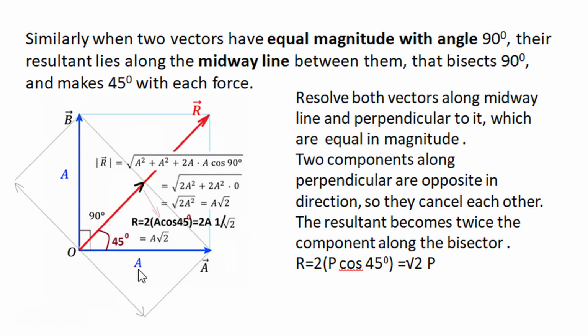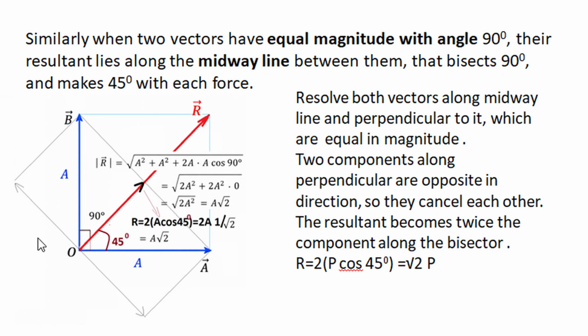Similarly, for two vectors of equal magnitude and angle 90 degree between them, again the resultant comes along the midway line. So take this midway line as reference and resolve these two vectors, one along the midway line and second perpendicular to this reference line. Half of 90 is angle 45, and midway reference line component is A cos 45, and 2 of this is 2A cos 45. Cos 45 is 1 by root 2, and when you simplify, the resultant comes as root 2 times A.